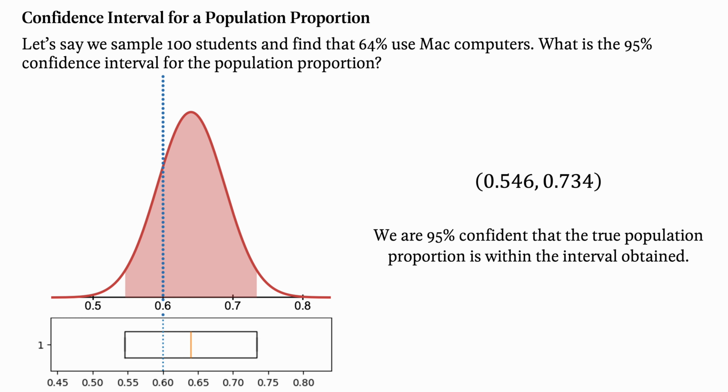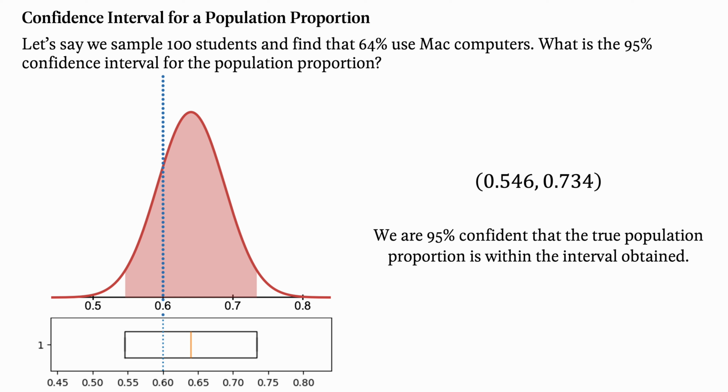The correct interpretation is that we are 95% confident that the true population proportion is within the interval obtained. It's important to note that we cannot say there's a 95% probability that the true population proportion is within the interval. If you're curious as to why, Google it, dork.